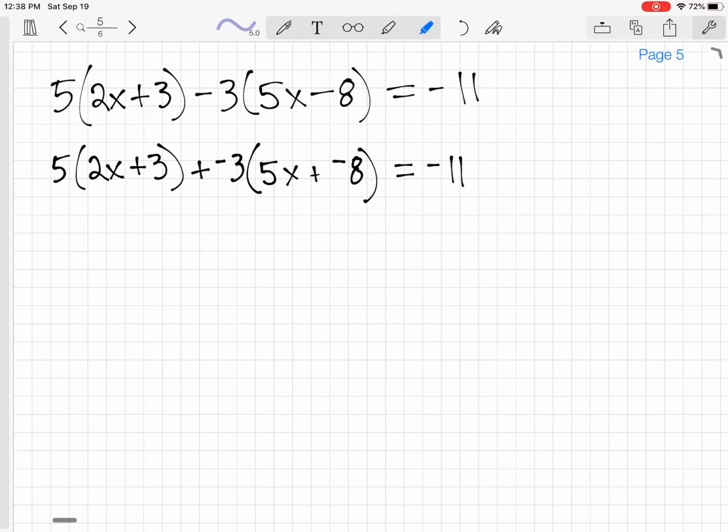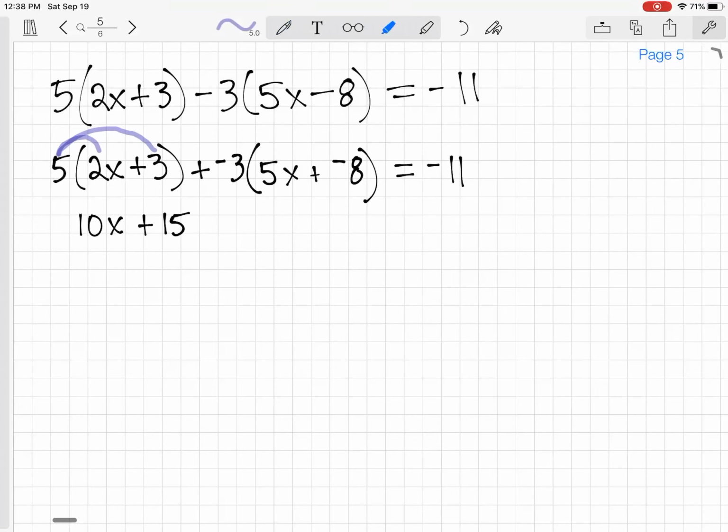So the next thing I'm going to do is I'm going to distribute this. I'm going to start with distributing the 5, and then we're going to distribute the negative 3. So let's start with the 5. We've got 5 times 2x and 5 times 3. 5 times 2x gives me 10x, and 5 times 3 gives us 15.